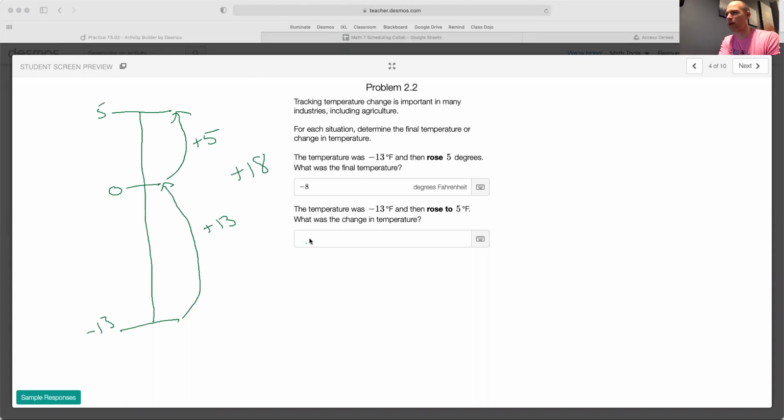I don't know if we're supposed to write the word rise in here, or if just putting 18 as our answer is fine. I think I'm just going to put 18 because the fact that I'm putting positive 18 sort of implies that it's going up.